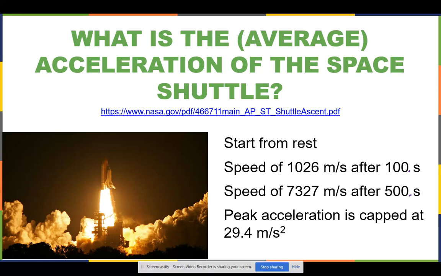Why would they cap the peak acceleration? They want to get that baby out of here, right? They don't want the astronaut to die. The highest G force, as they call it, that the human body has survived in a laboratory setting is around 9 or 10 Gs, which is pretty incredible. A G is an acceleration of 9.8 meters per second squared, so 10 Gs would be 98 meters per second squared. That's really pushing it.